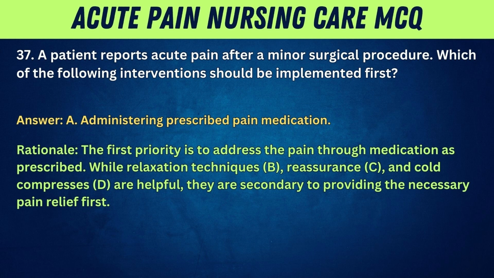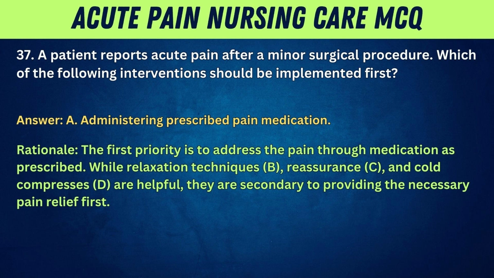Rationale. The first priority is to address the pain through medication as prescribed. While relaxation techniques, B, reassurance, C, and cold compresses, D, are helpful, they are secondary to providing the necessary pain relief first.